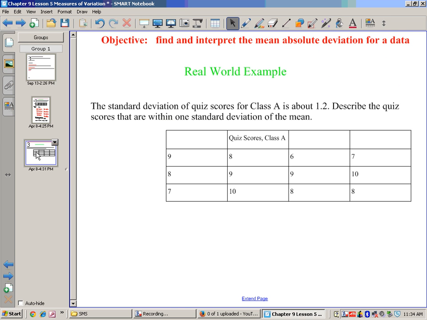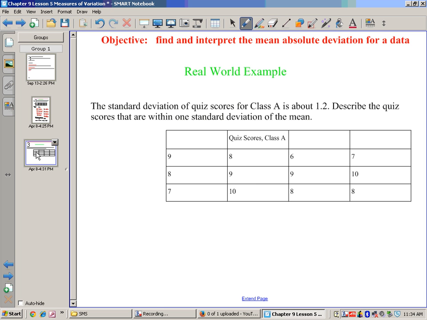Okay, another real world example. The standard deviation of the quiz scores for Class A is about 1.2. Describe the quiz scores that are within one standard deviation of the mean. Okay, so what we need to do here, let's talk about one standard deviation first, which is 1.2.